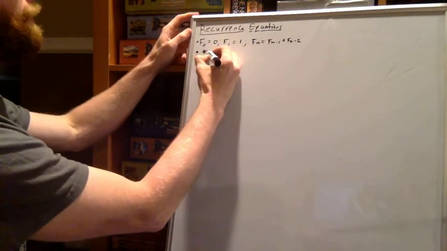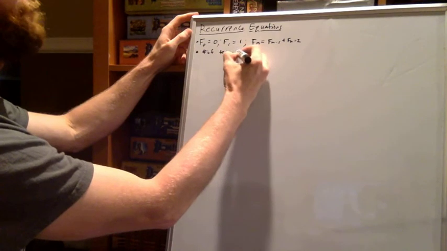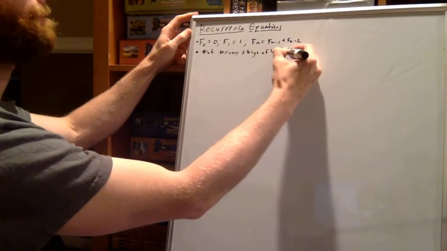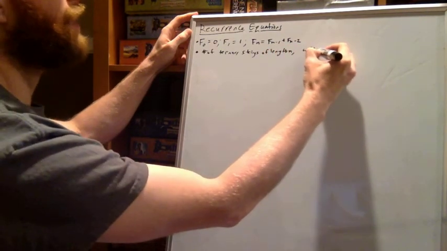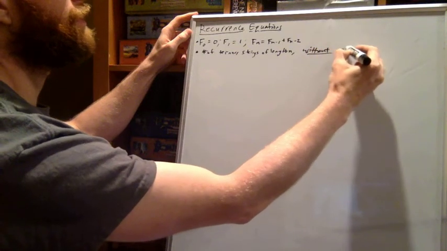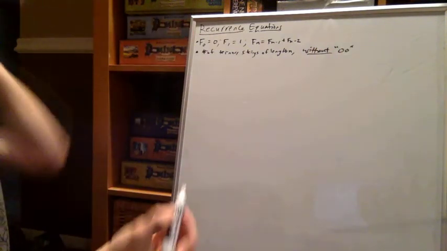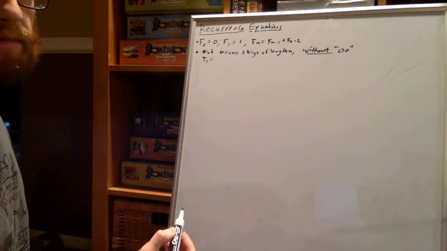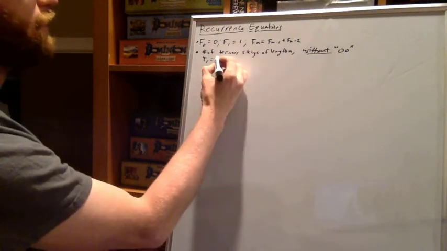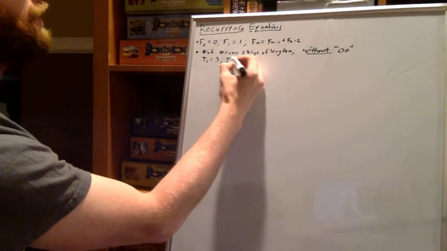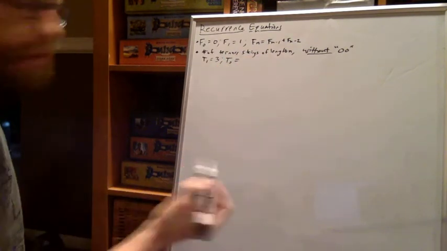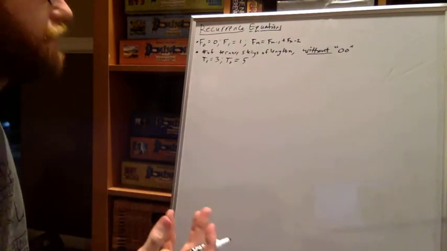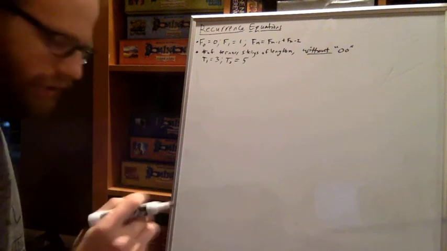the number of ternary strings of length n without the string 0, 0. Well, how do we do this? Let's say t of 1, the number of ways to get a 1-length string is going to be 3, because it can be either 0, 1, or 2. T of 2, the 2-length string, is going to be 5, because it's any 2-length ternary string, except for the string 0, 0.